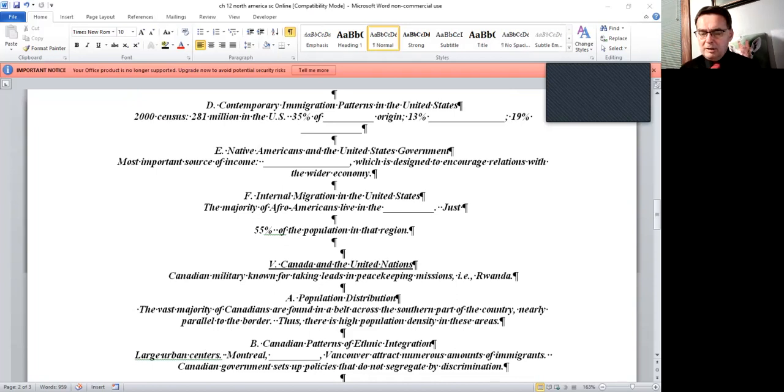Internal migration in the United States. The majority of African Americans live in the Southeast, about 55% of African Americans live in that part of the country. And you can turn to a couple of pages here. I'd like you to turn to page 551, which gives you a map of U.S. internal migration, and page 550 deals with that a little bit as well.